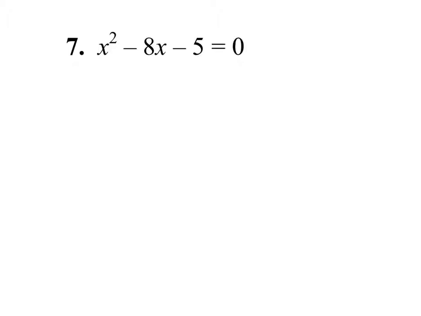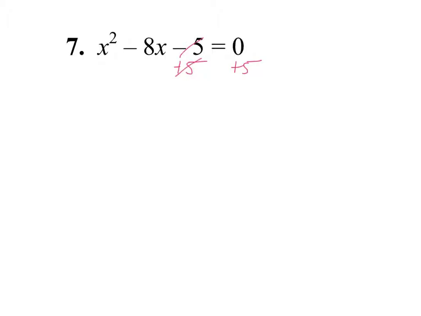In number 7, I can identify this as not being a perfect square trinomial. Because if I look here, I see that x squared, hey, that's a perfect square. But look at our constant term, negative 5. Negative 5 is not a perfect square. So this is not a perfect square trinomial, so therefore I have to make it a perfect square trinomial. So first thing I need to do is I got to get rid of that constant. I'm going to do that by adding 5 to both sides.